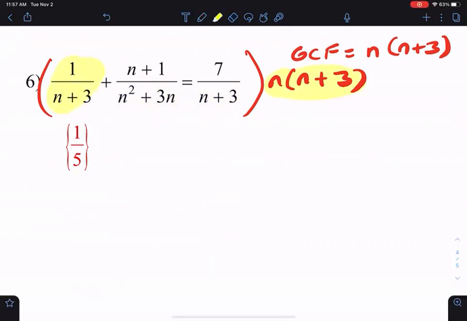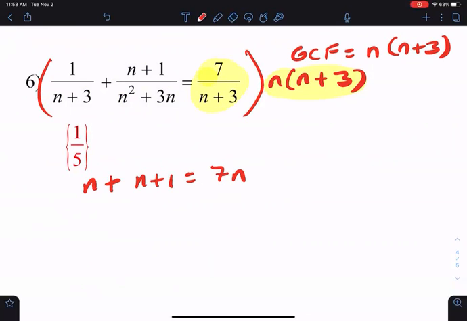So if you do that, this times this, that's going to be just n. And then you do, again, the LCD times the middle term. So that's going to be just n plus 1, because these are equivalent with this, okay? And then we have to do the LCD times this one right here, right? So that's going to be just 7n, because n plus 3 cancels, so you have 7n.